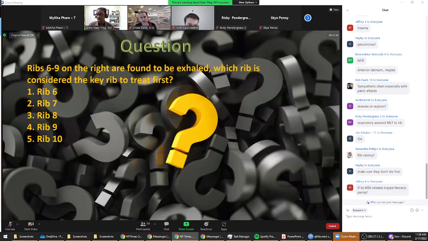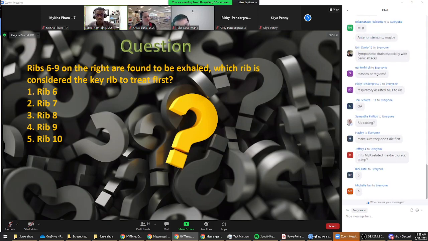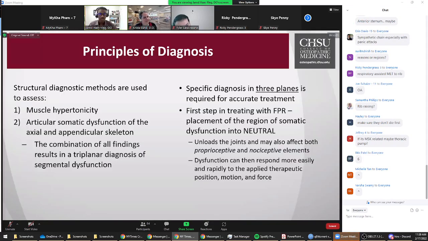All right, so ribs 6 to 9 on the right are found to be exhaled. Which rib is considered the key rib to treat? I got an answer. All right, confirming answer, perfect. Excellent, rib 6, perfect.